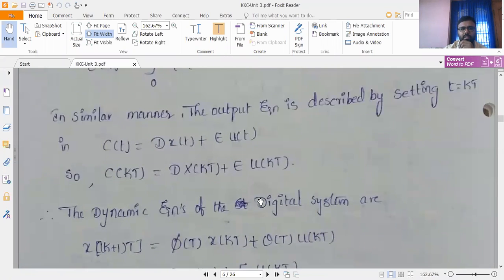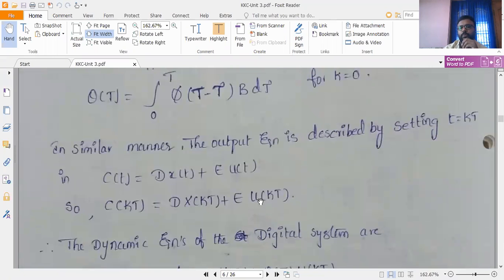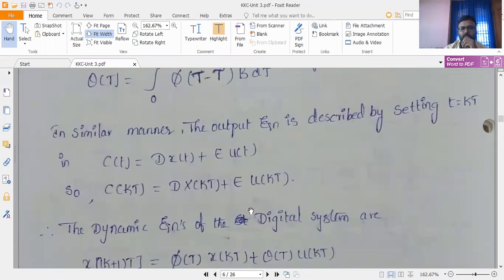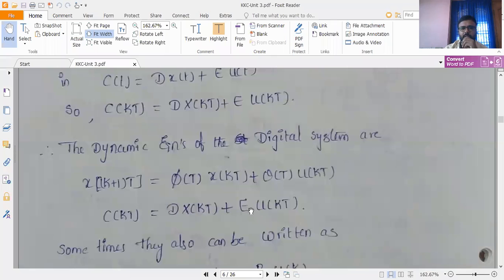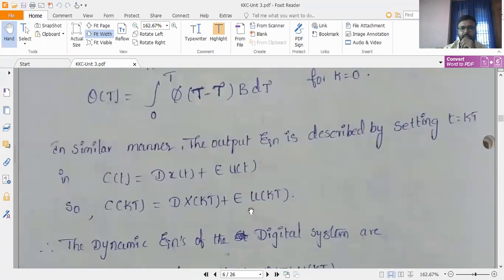the output of the state equation can be represented as C of kT equal to D into x of kT plus E into u of kT. But the instants are taken from kT to (k+1)T. Therefore x of (k+1)T can be taken as phi of T into x of kT plus theta of T into u of kT.